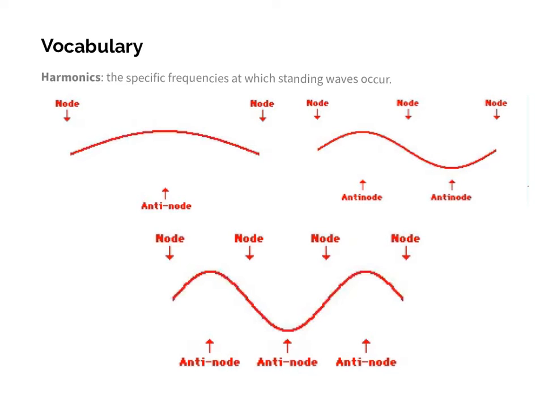So when I showed you guys that simulation, notice that I chose specific frequencies. I started off with a frequency of 0.40 hertz. And then I went up to a frequency of 0.80 hertz. And then I went up to 1.20 hertz. And I could have kept going, but I stopped. But notice that it only occurred when I chose specific frequencies.